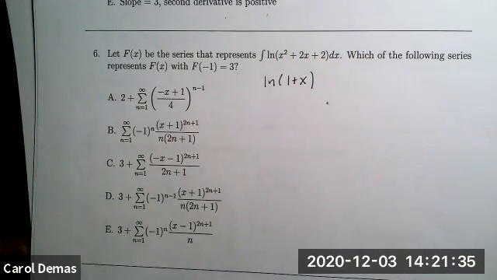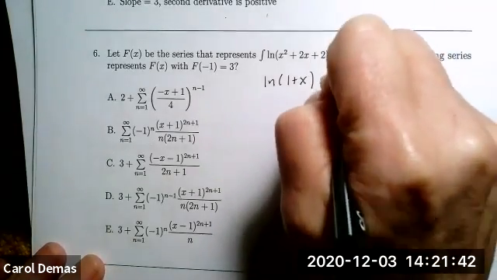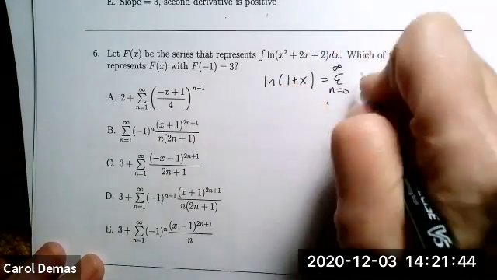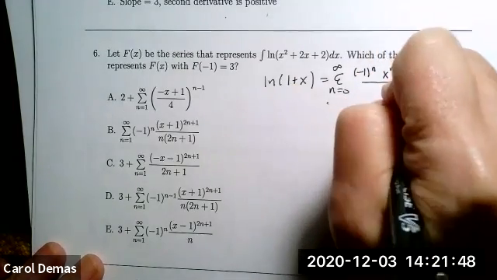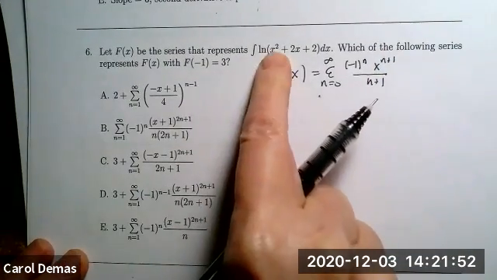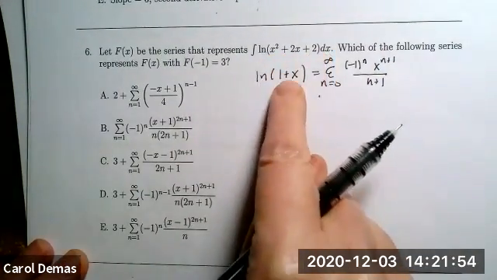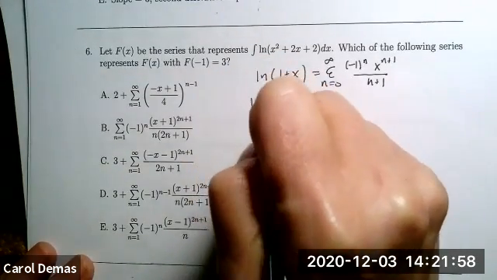That's right. We're going to complete the square. We have that the log of 1 plus x is the sum from n equals 0 to infinity of negative 1 to the n, x to the n plus 1 over n plus 1. But we have x squared plus 2x plus 2 instead of 1 plus x. So we're going to have to complete the square here.